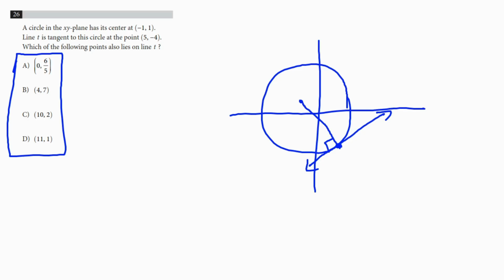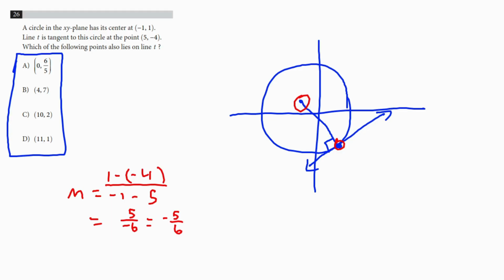So let's find the slope of the radius. That's just going to be basically the center, this point, and this point. We're going to take the slope between those 2 points. So that's going to be 1 minus negative 4 over negative 1 minus 5. So that'll be 5 over negative 6, which is negative 5/6. So then now, since it's perpendicular, that means the slope of the tangent line, I'll just call that MT, is going to be 6/5. So what we do is we flip it, and then we times it by negative 1. That's what a negative reciprocal is.